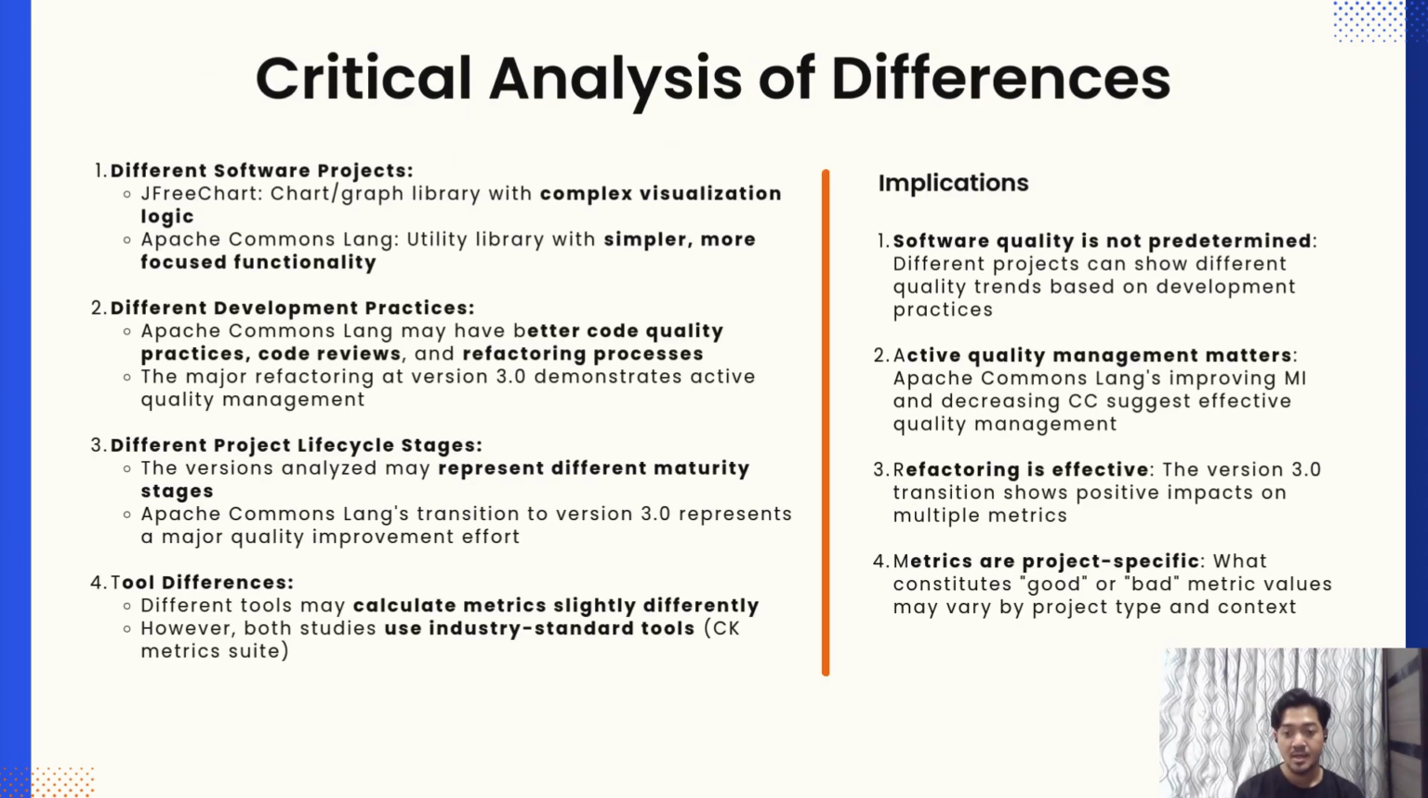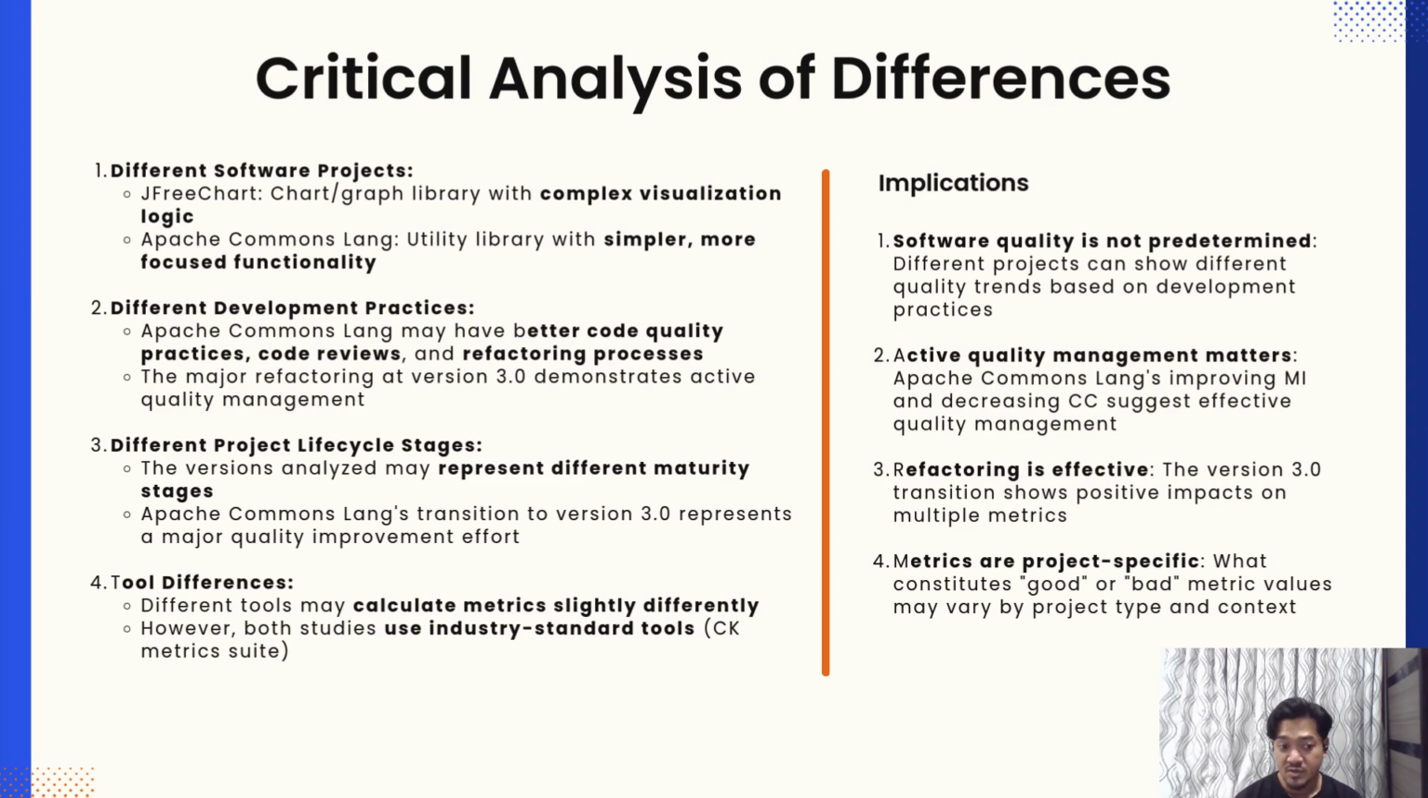As for critical analysis of preferences, for software projects, we have JFreeChart, which has more complex visualization logic. And for Apache Commons Lang, we have simpler and more focused functionality. For development practice, Apache Commons Lang tends to have better code quality practices, code reviews, and refactoring processes. For the project lifecycle stages, every version analyzed may represent a different maturity stage. Apache Commons Lang's transition to version 3 represents a major quality improvement effort.